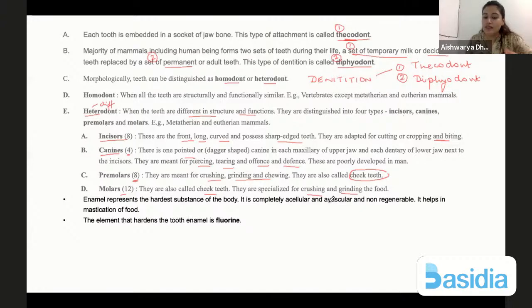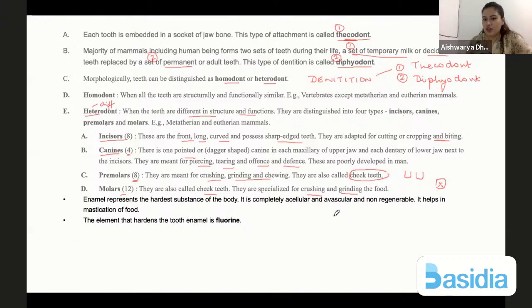The surface area is more. If you look at a canine or an incisor, they are usually very thin, right? And they are quite sharp. But if you look at the premolars and molars from the top, they look like this. So they have a bigger surface and hence they help in chewing.